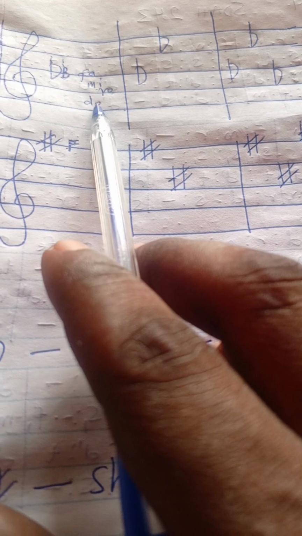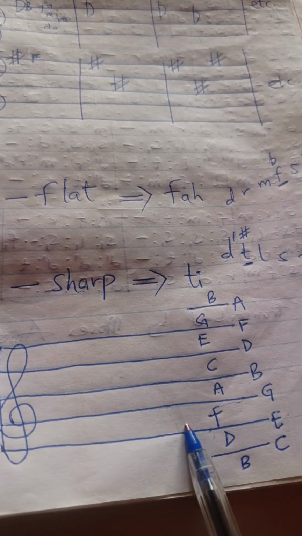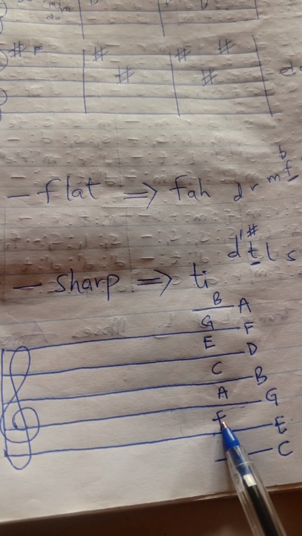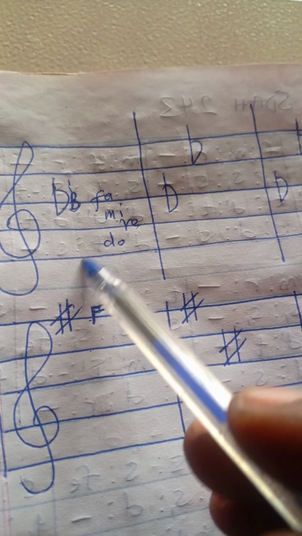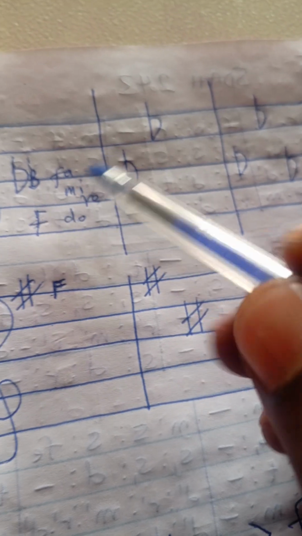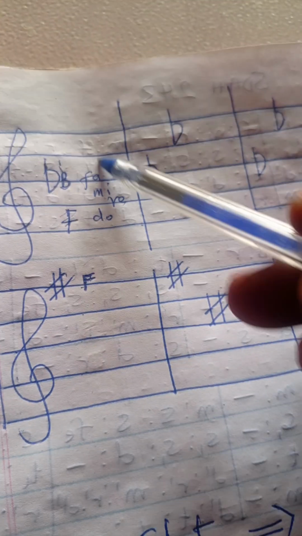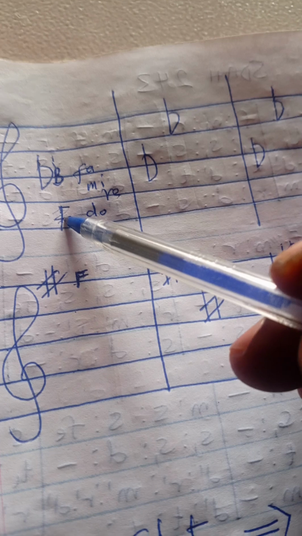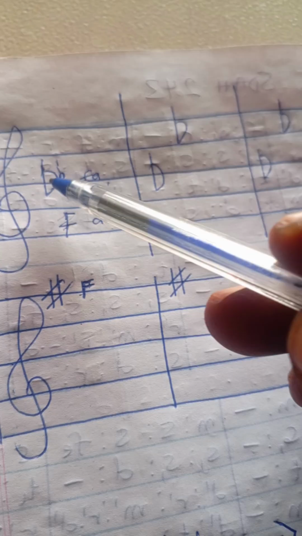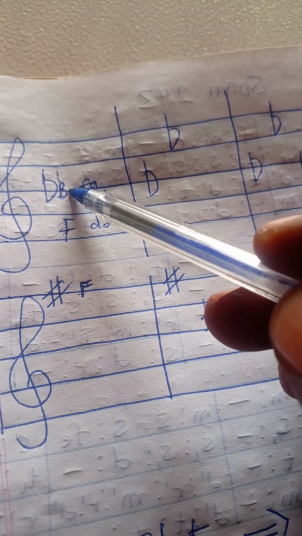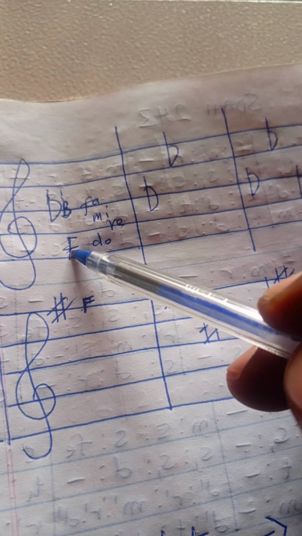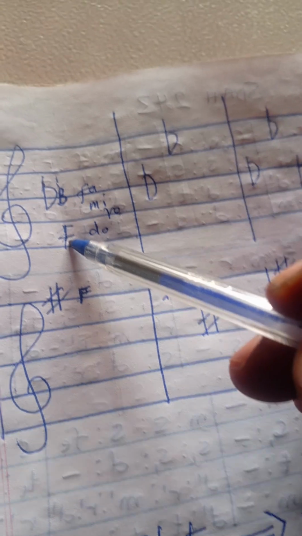You understand? The do is on the first space. When we come here, the first space here is called F. This means where the do falls in this system is F, meaning that this music here is in key F. So one flat, when the flat is on key B, the do is on F, meaning this music is written in key F.